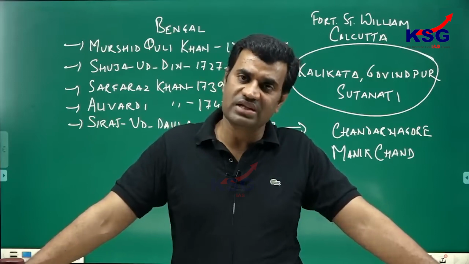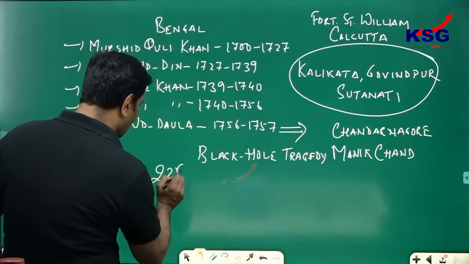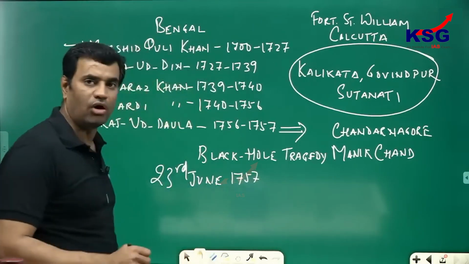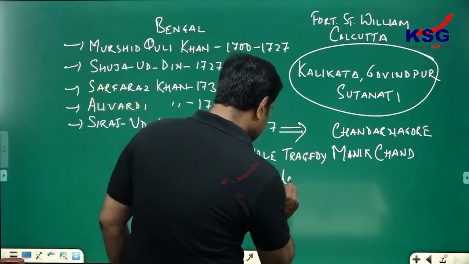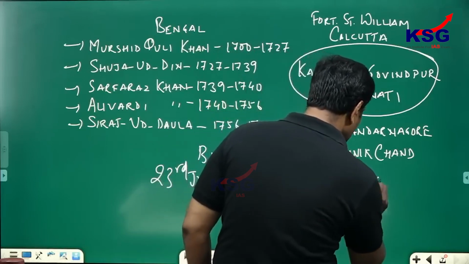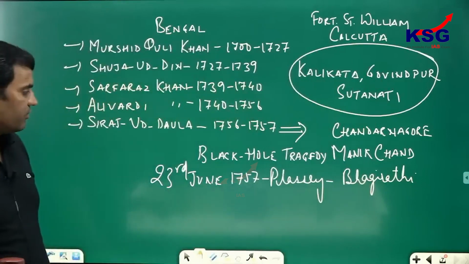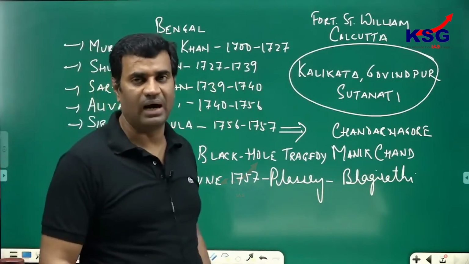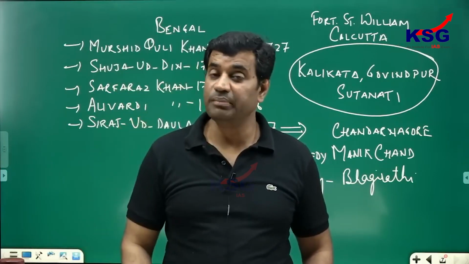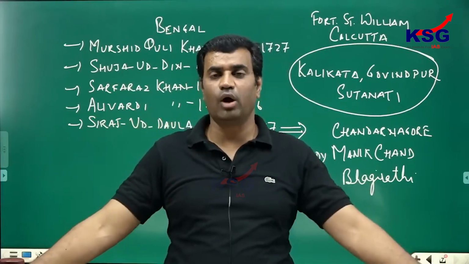This battle between Siraj-ud-Daulah and British forces took place on 23rd of June 1757 in the battlefield of Plassey, on the banks of river Bhagirathi, near Murshidabad, the capital of the Bengal Nawab. In this battle, the commander-in-chief, Mir Jafar, did not participate. That easily led to the defeat of Bengal forces.